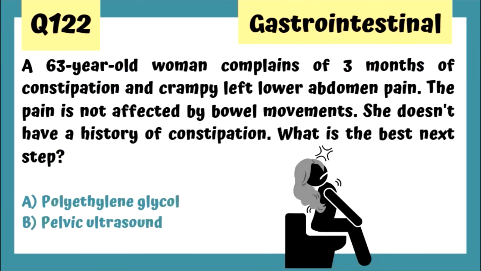Question 122. A 63-year-old woman complains of 3 months of constipation and crampy left lower abdominal pain. The pain is not affected by bowel movements. She doesn't have a history of constipation. What's the next best step? So over here, she's 63 already. So the fact that she's developing constipation now is concerning, and therefore we want to get a pelvic ultrasound. Polyethylene glycol or Miralax would not simply be enough because here we have concerning features.